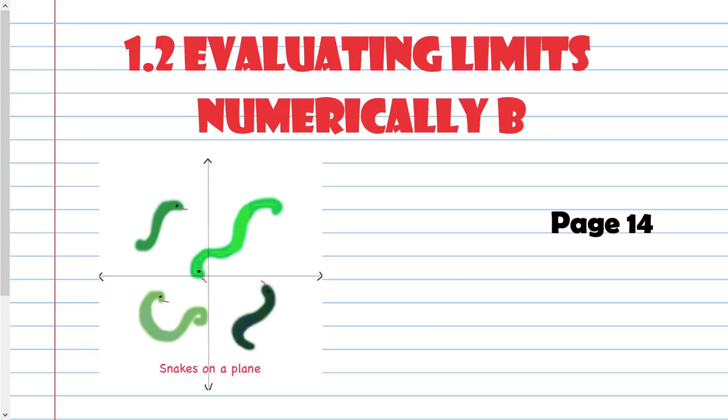Into evaluating limits numerically. This is part B. For the first section, we did graphically. Now we're going to do numerically, which is just basically finding the limit, but only using a table of values because we don't have the graph. This can be time consuming, but you don't always have to do a whole bunch of these problems. You just have to learn how to do it, and then you will get the random problem here and there, basically.